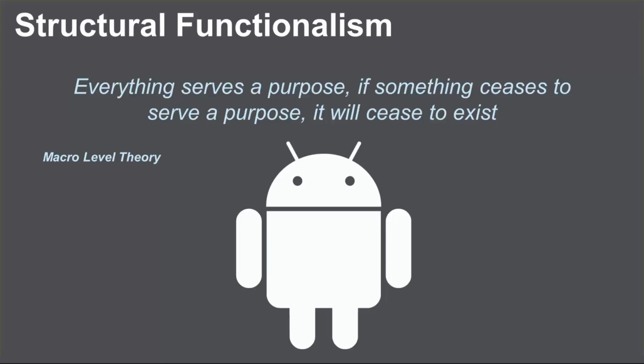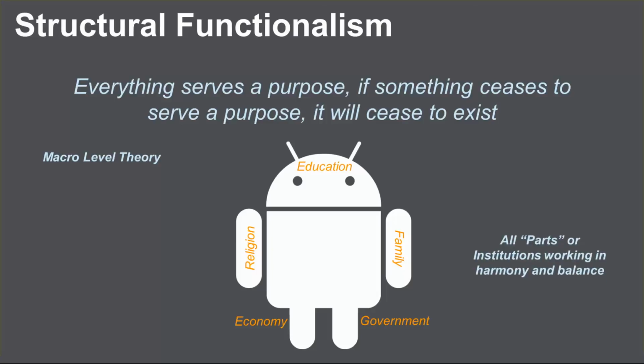Think of it like a human, or this diagram here of the android figure. And imagine each component. The head was education, the arms were maybe family, religion, the economy, government. It all works together. And if you were to remove any one part of that, society might feel really lopsided or start to fall apart. For example, if we had no government structure, it would be really hard to have a functioning society. So functionalists try and look for, well, why do things exist and what are those purposes that they serve at a macro level?